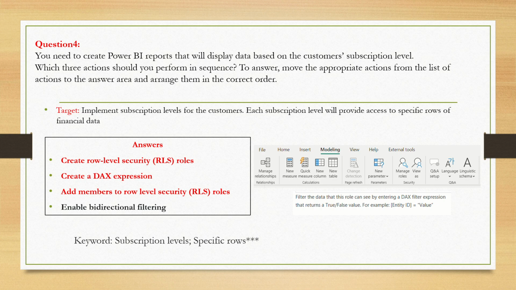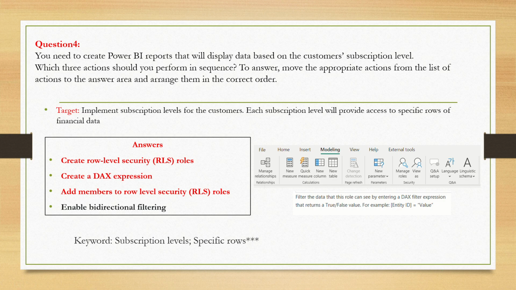So in this case, we are dealing with a static RLS. Because we have subscription levels, that means the subscription level could be high-paying customers, or it could be maybe managers, the sales team, and things like that. So the first thing is we have to create a row level security role in Power BI Desktop, and that is why we have this diagram here.